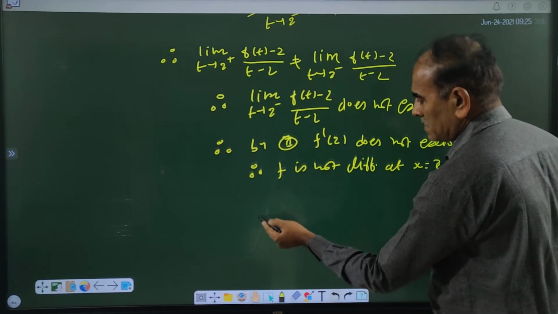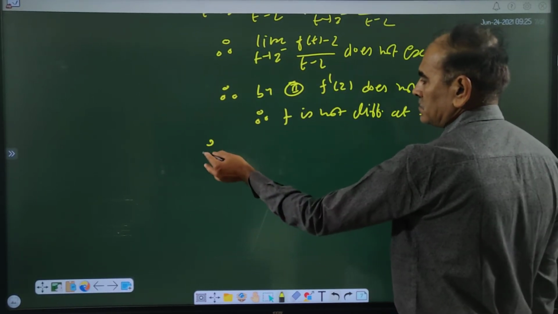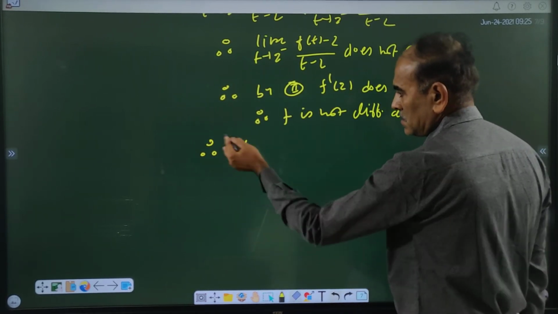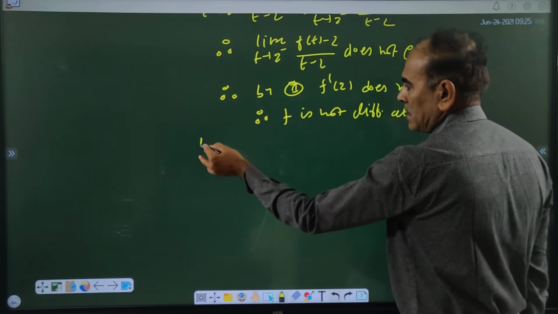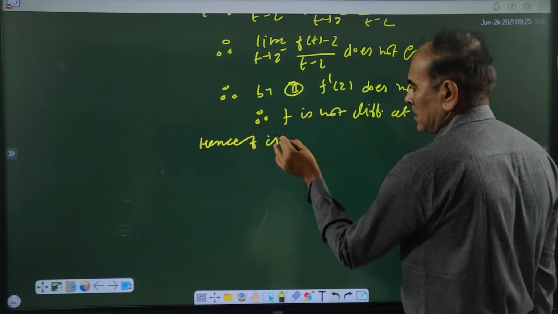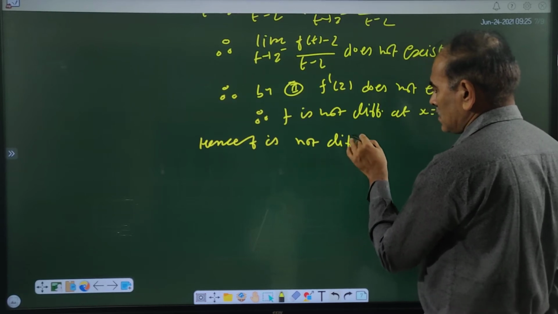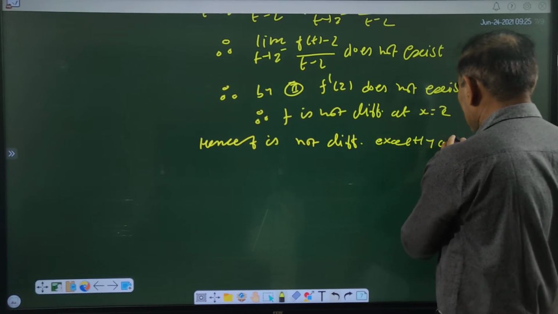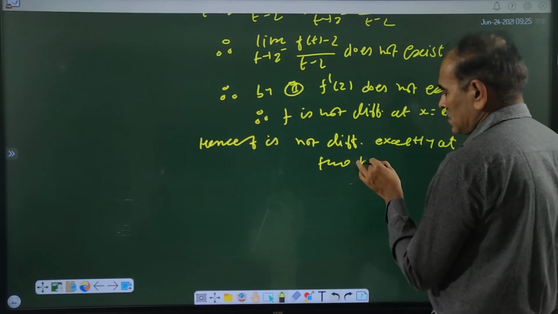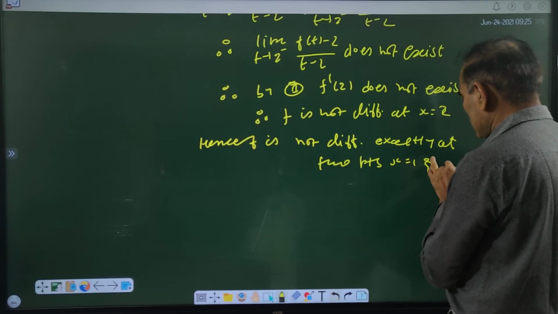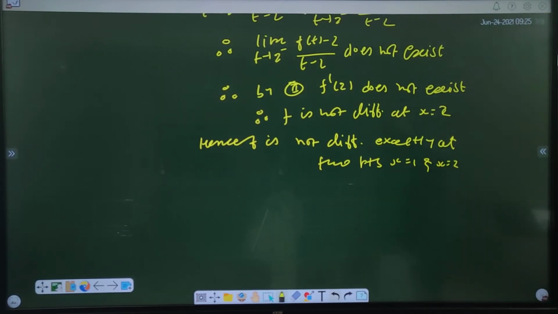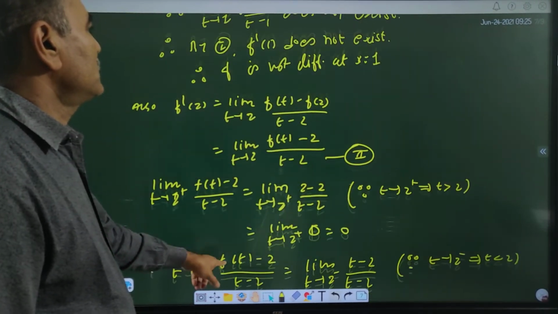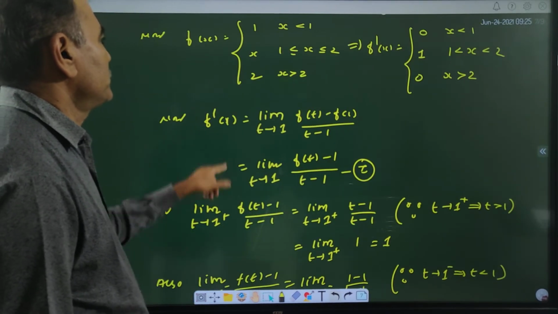So what do we see? Hence f is not differentiable exactly at 2 points, x is equal to 1 and x is equal to 2. So that is the thing we wanted to see. Once again, let us see it step by step.